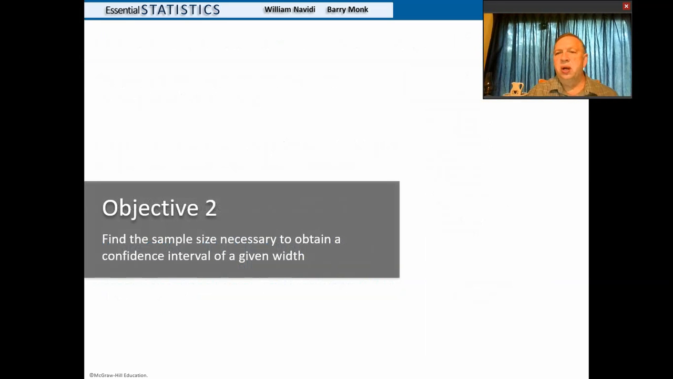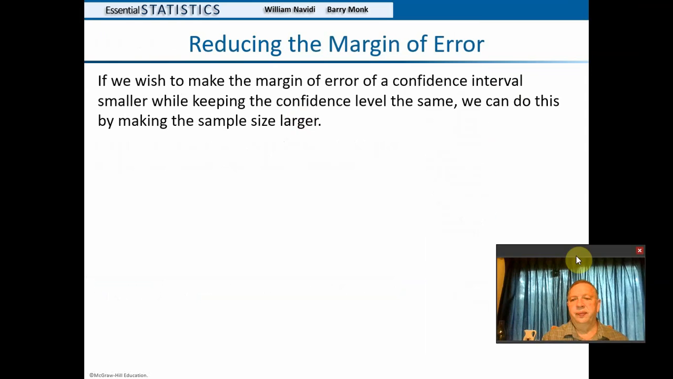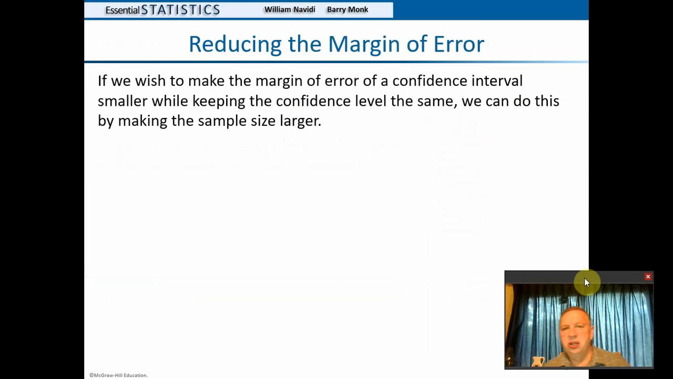In this, we're also going to find a sample size to obtain a confidence interval of a given width, a given margin of error at that confidence. If we wish to make the margin of error of a confidence interval smaller while keeping the confidence level the same, we can do this by making the sample size larger. It always helps. We can narrow down on the value of the parameter by taking larger sample sizes.